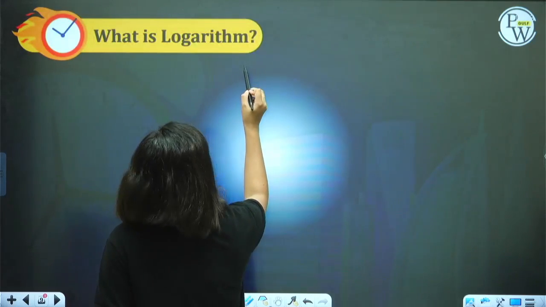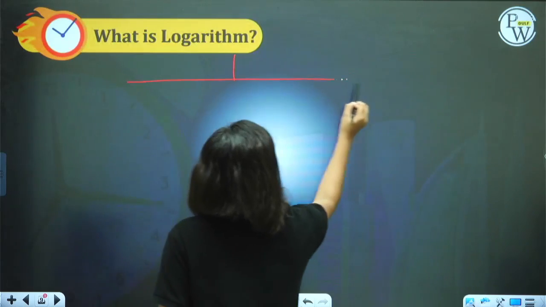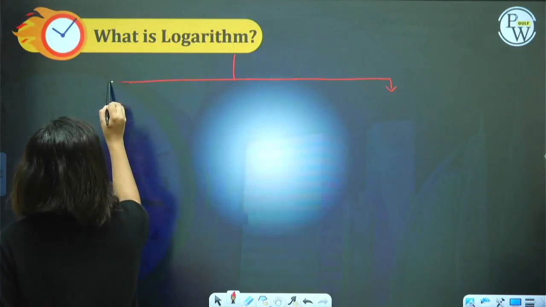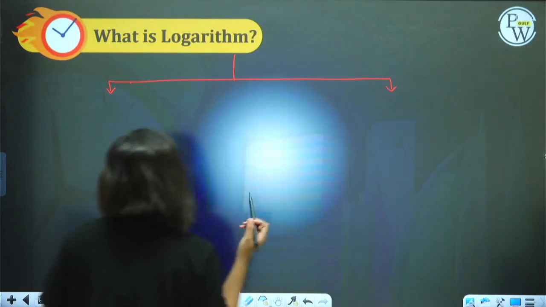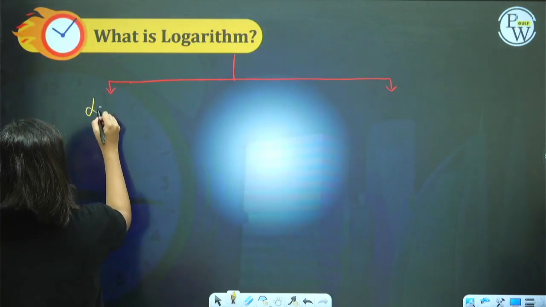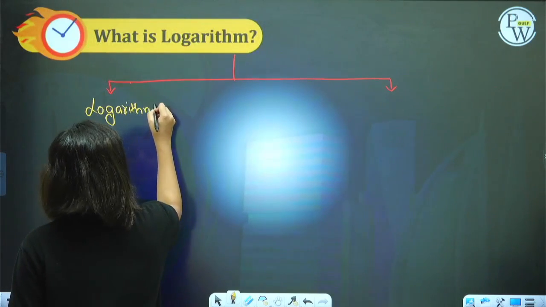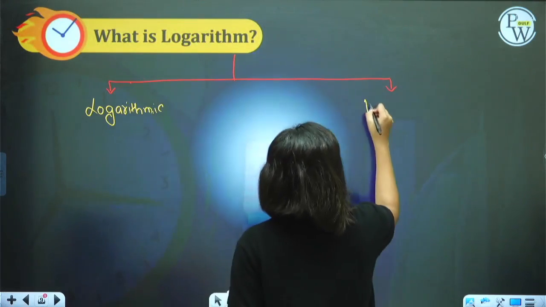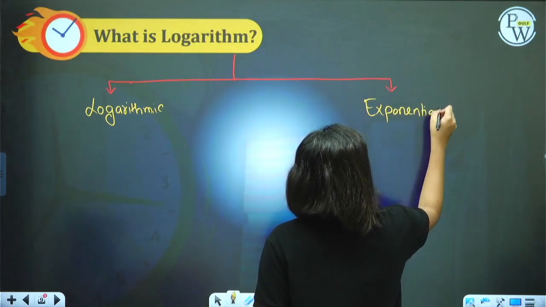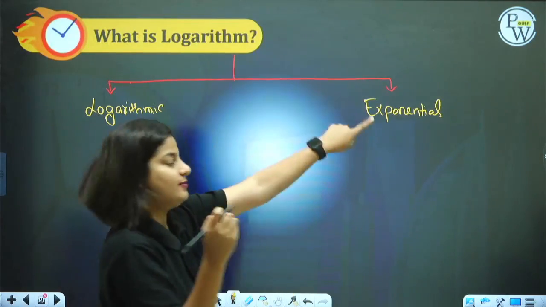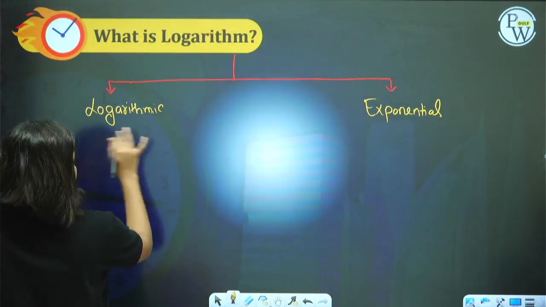when I say log, a log can be represented in two formats. What are the two formats? The first form is what we call the logarithmic form, and the second form is called the exponential form. Be ready to always convert from logarithmic to exponential and exponential to logarithmic, as it will be used multiple times.